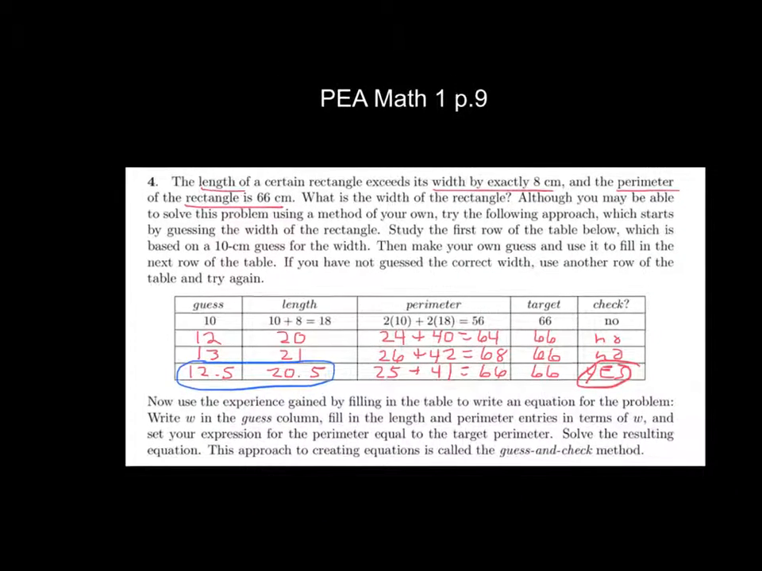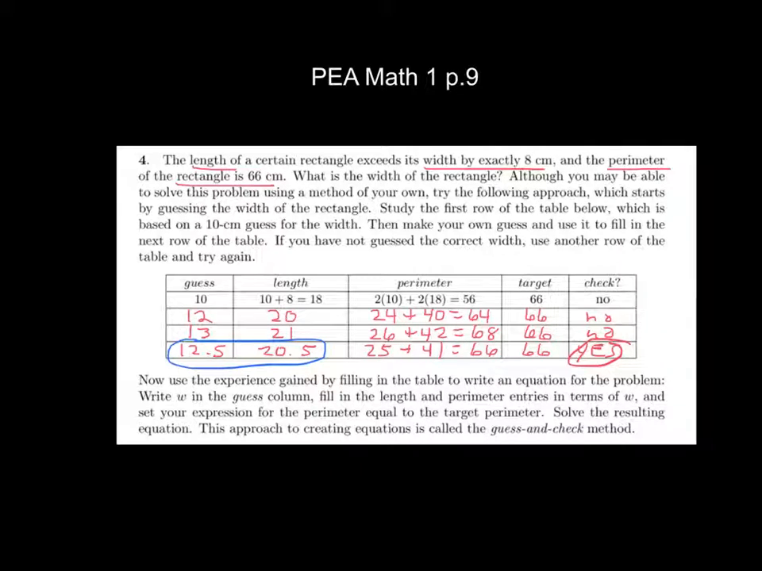Now, I want to be able to use that guess and check table to come up with an equation. So I'm going to extend the table. I'm going to extend it way down low here. But if we made our guess to be x, that would mean that our length would be x plus 8, right? Then our perimeter would be 2 of the widths, or 2x, plus 2 of the lengths, 2 times x plus 8.